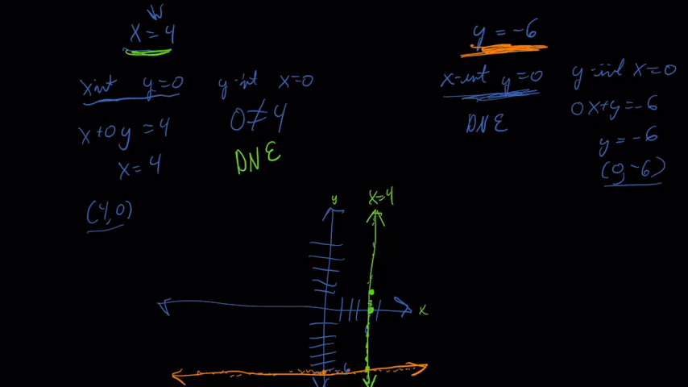So a friendly reminder that when you just have one variable, this is something we need to get down. x equals 4, its graph is always going to be a vertical line. And y equals negative 6, or y equals any constant, is always going to be a horizontal line.